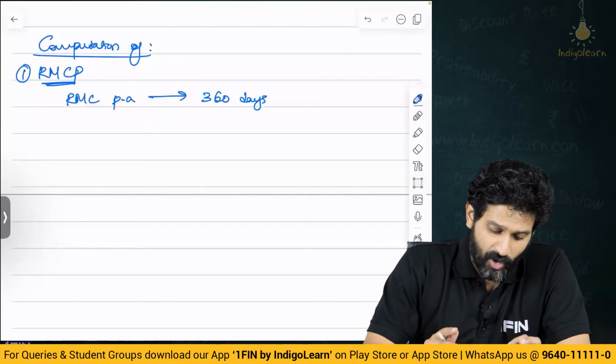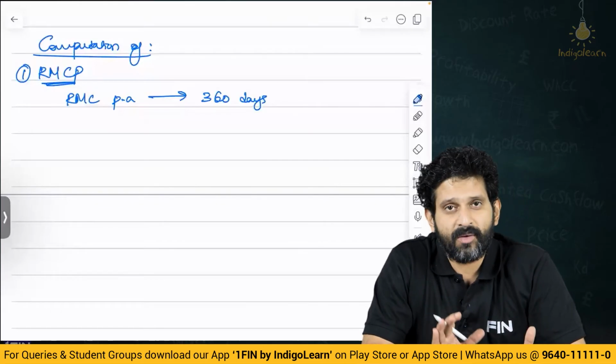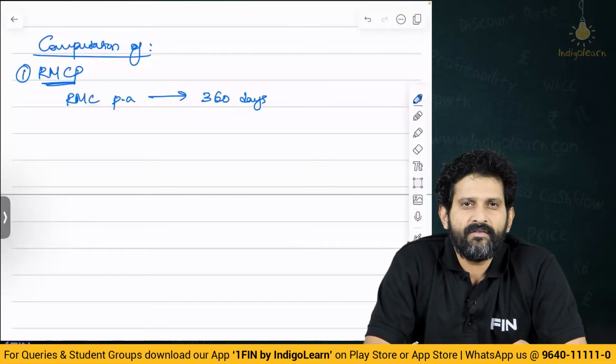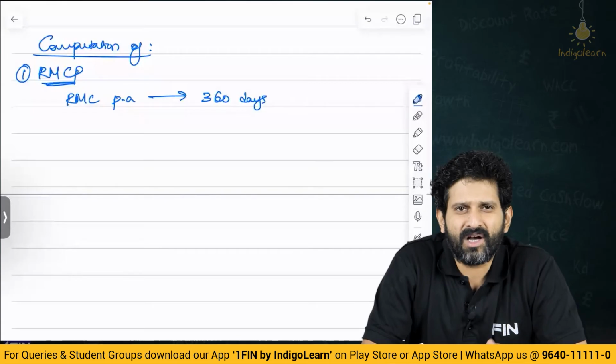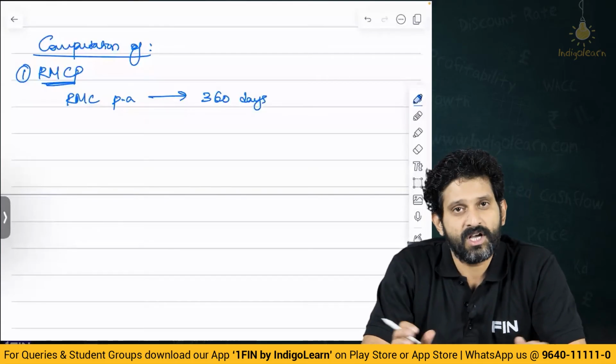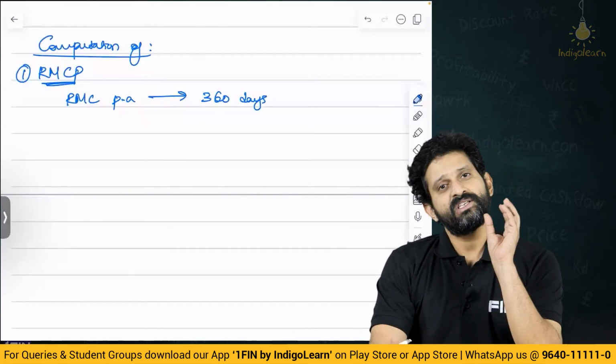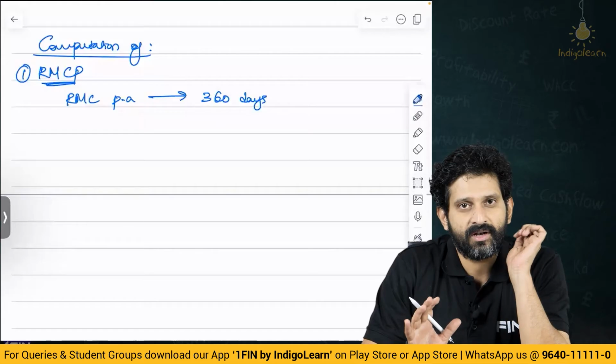Now, if say 10 lakhs worth of raw material is consumed in 360 days, we have some average stock of raw materials. How do we get this average stock? We have some opening stock of raw materials. We also have some closing stock of raw materials. So, opening plus closing by 2 will give us the average stock. There is some average stock of raw materials throughout the year.